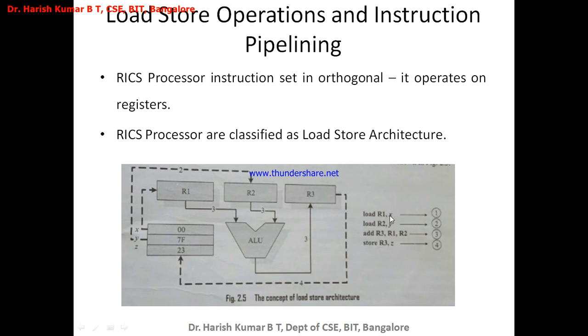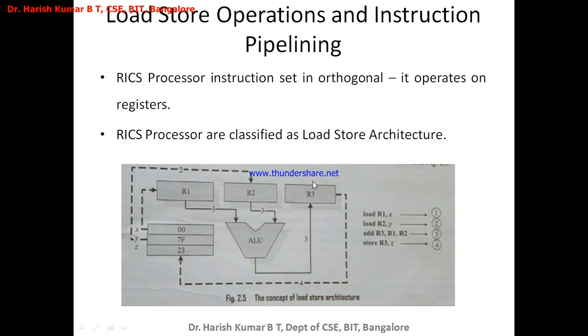Now what I'm doing here: I'm loading the content of memory location X to the register R1, and loading the content of memory location Y to the register R2. I'm adding the contents of the registers R1 and R2. I cannot write ADD R3, X, Y because X and Y are memory locations. Data processing operations cannot happen directly on the memory location. They have to be loaded into the register, and then on the registers you can perform any data processing operation. Now the result goes to the register R3. From the register R3 I can put it back to the memory location Z.